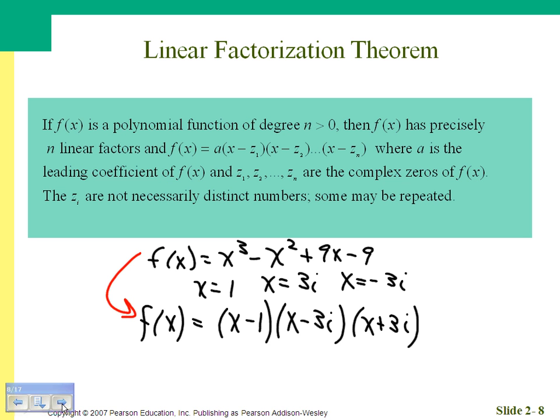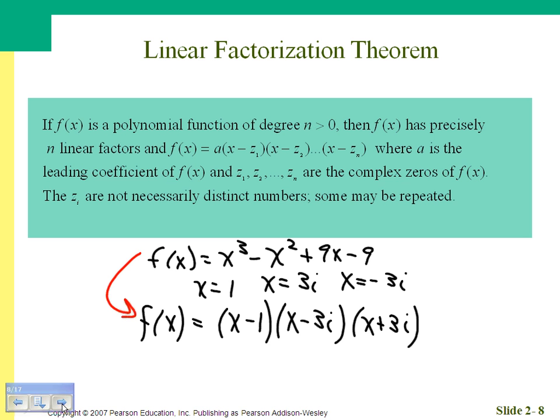This is saying that I can write my polynomial either as a cubic equation or as the product of three linear factors, x minus 1, x minus 3i, x plus 3i. And if I FOILed and multiplied those three terms together, I would come back to the same equation. So let me read the theorem to you and go through it again.